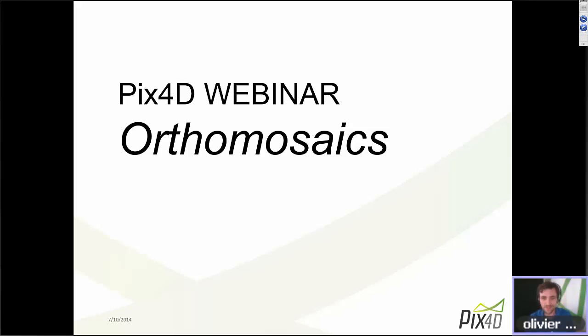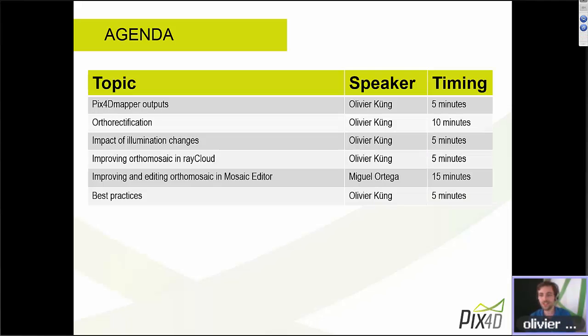With that said, let's start the webinar with the agenda of today. We're going to start with talking a little bit about the Pix4D mapper outputs, which type of files are generated, and how can you open them. Then we'll go a little bit into theory about auto-rectification. What's the difference between simple stitching and auto-rectification? What is the limitation? What are the benefits?